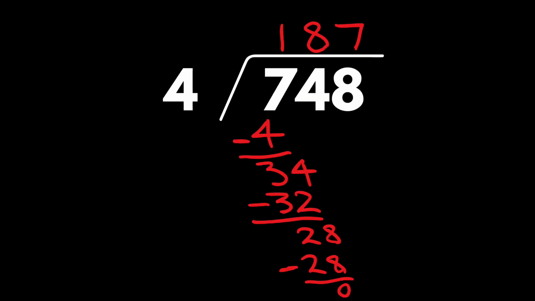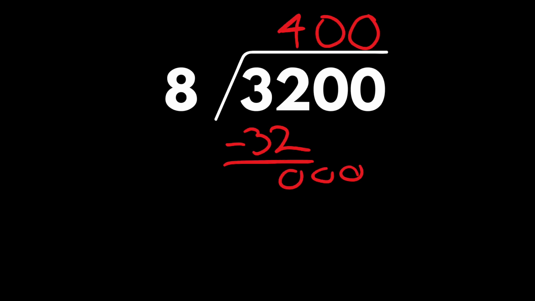Problem 3. 748 divided by 4 equals 187. And problem 4. 3,200 divided by 8 equals 400 boxes per section.